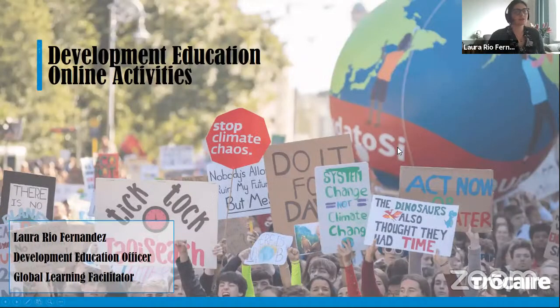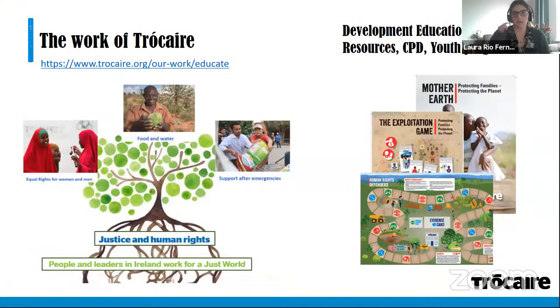As I said before, my name is Laura, and I'm the Development Education Officer at Trócaire. To introduce Trócaire a little bit, on the one hand, we work overseas in more than 20 countries around Asia, Africa, and Latin America, through a justice and human rights lens. The most important parts of the projects are equal rights for men and women, food and water, and support on emergencies. The other part of our work is at home in Ireland, where we do development education.